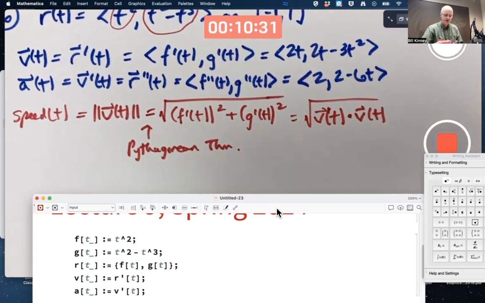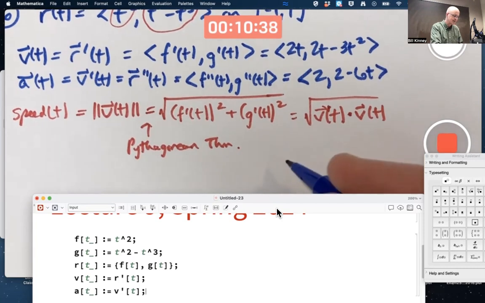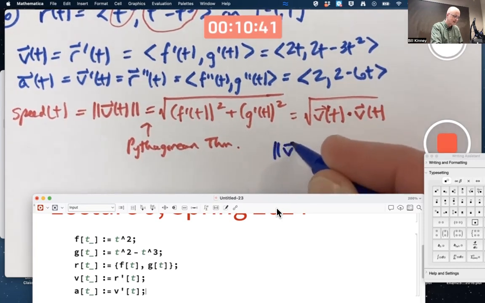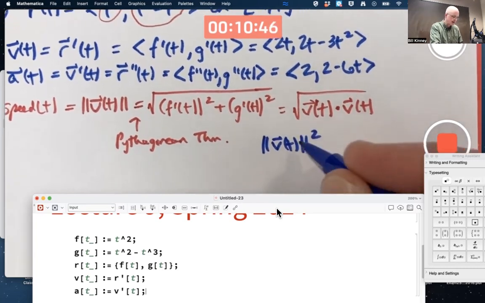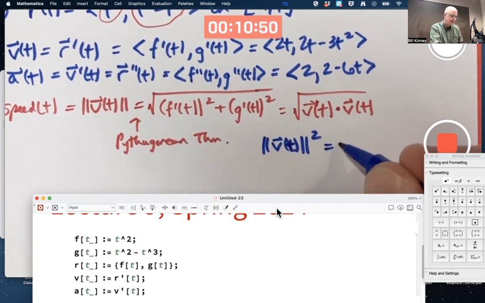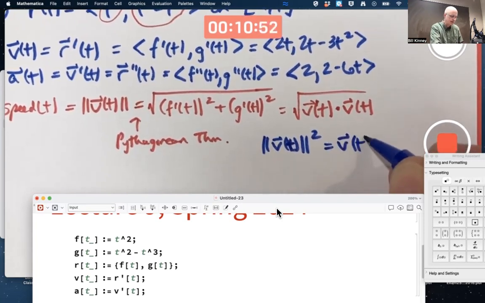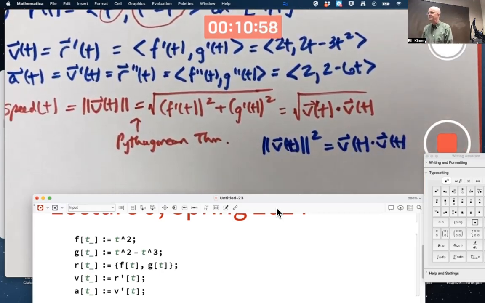I've also mentioned it's worth knowing the equation that you would get when you square both sides. The squared magnitude of any vector, I'm writing the velocity vector here, but this is true for any vector, is the dot product of that vector with itself. That's a formula worth knowing, including in a conceptual point I'm going to make today.